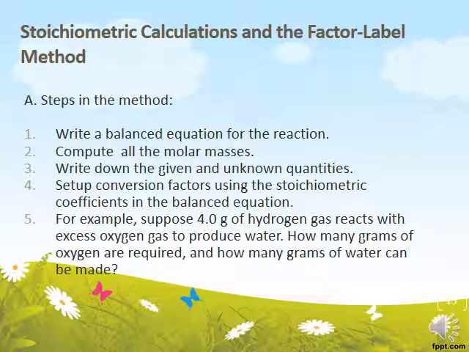Next, we look at stoichiometric calculation and the factor label method. I have explained to you what stoichiometric is. Stoichiometric means you must have a balanced equation of the reaction, in the reactant side and the product side. Then we compute all the molar mass, referring to the periodic table. Then we write down the given and unknown quantities, and then we set up the conversion factor using the stoichiometric coefficient in the balanced equation.